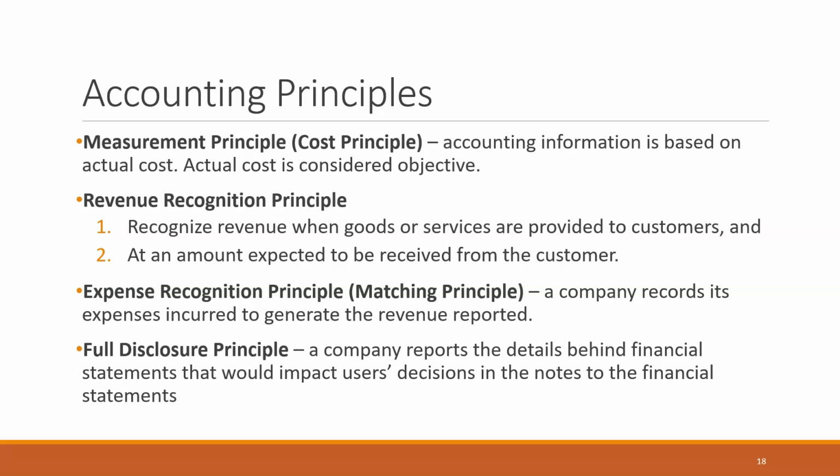A good example of how the measurement principle works in practice is if we bought a piece of real estate. So often real estate has two different values. They have the market value, or what it demands in the marketplace for cost, and then you have the assessed value. In our accounting records, we have to record that as the exact price that we paid for it.